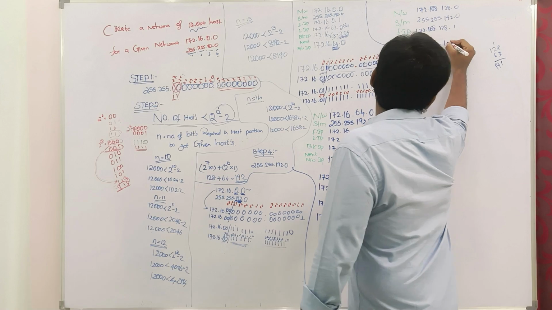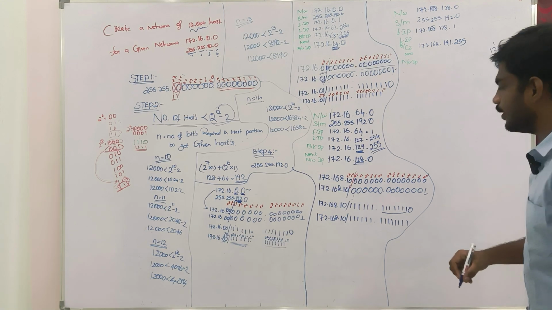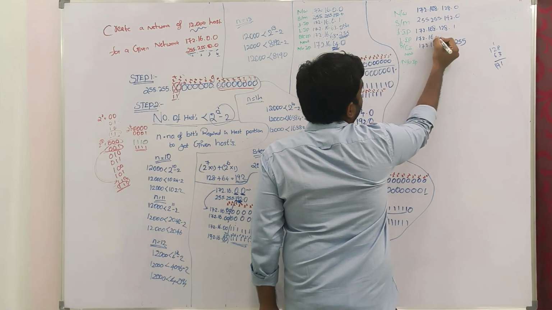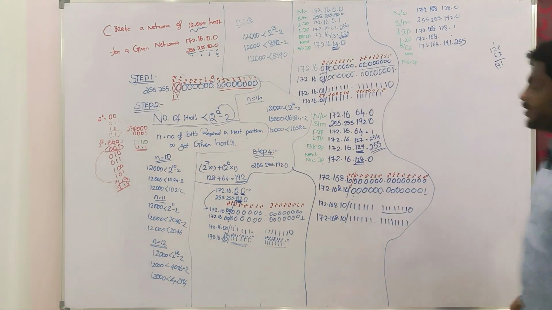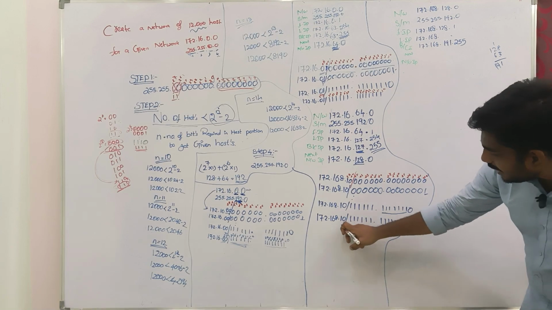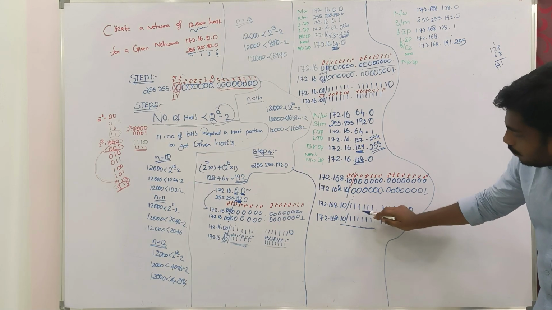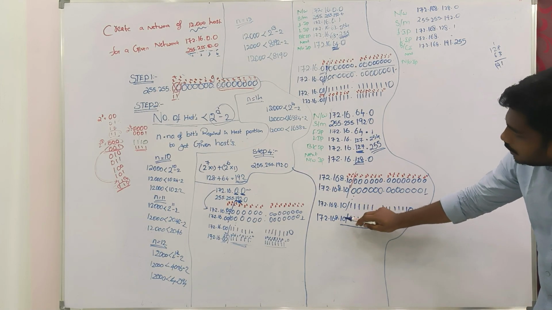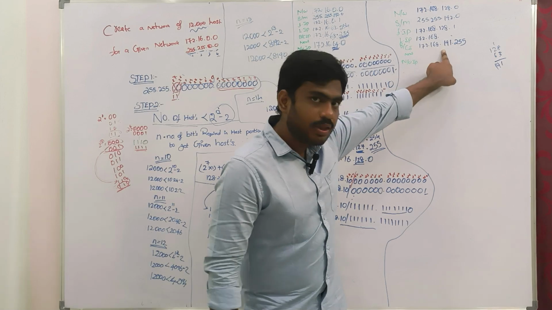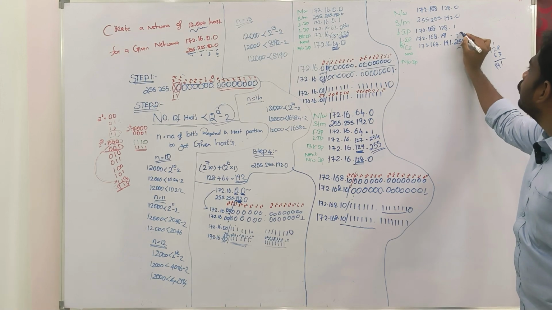So 191.255 is the broadcast IP. What is the last IP then? First we find the third octet. What value should I write in the third octet? The third octet of the broadcast IP, whatever value you write there, will be the same in the last IP, with all ones and ending with 1, 0. So the last IP is 191.254.